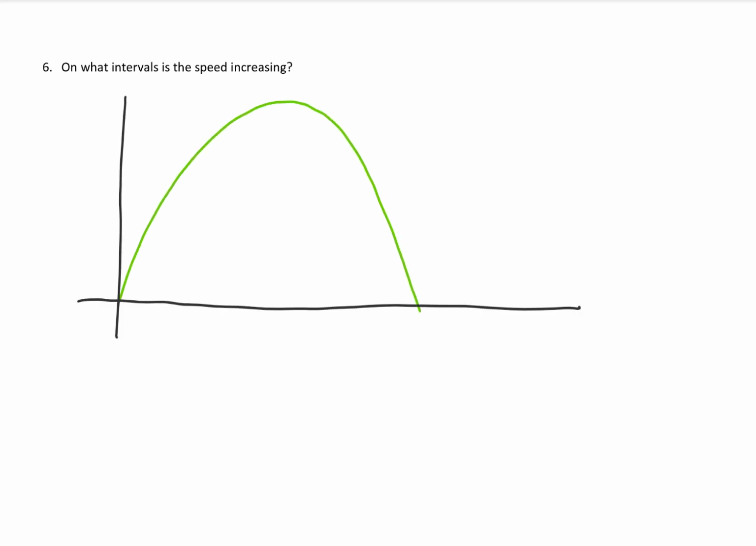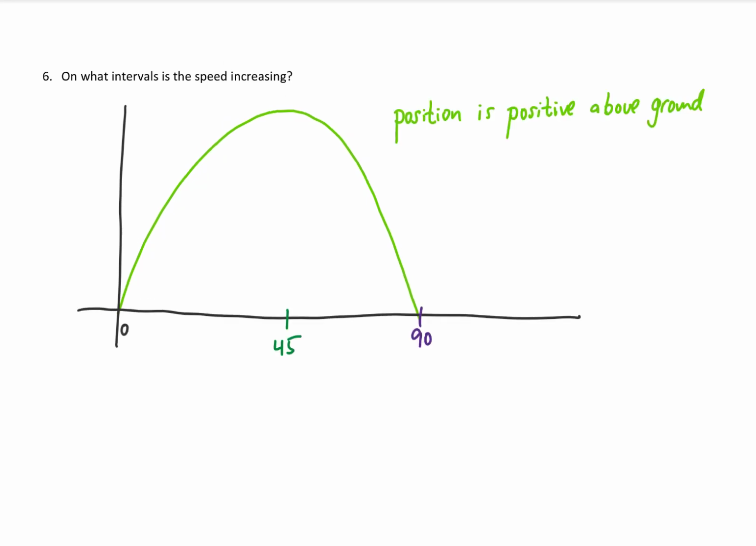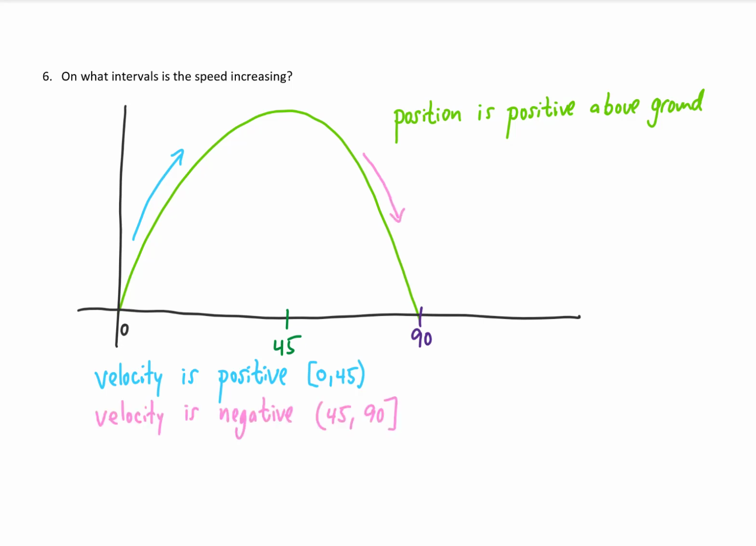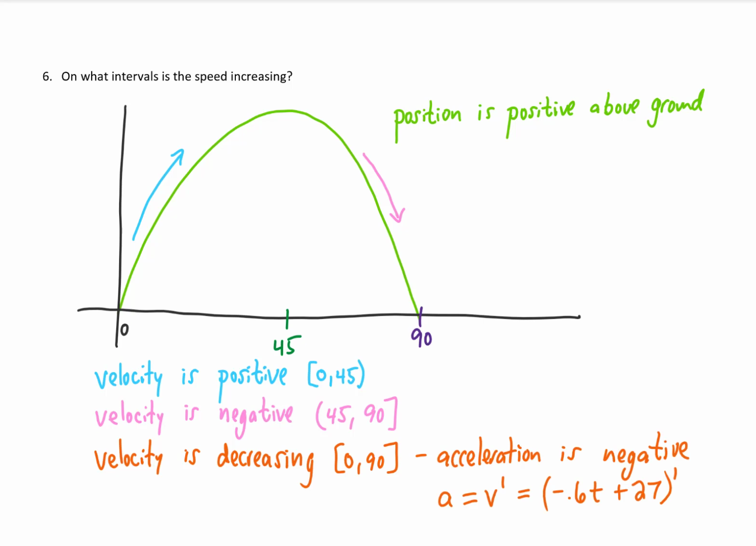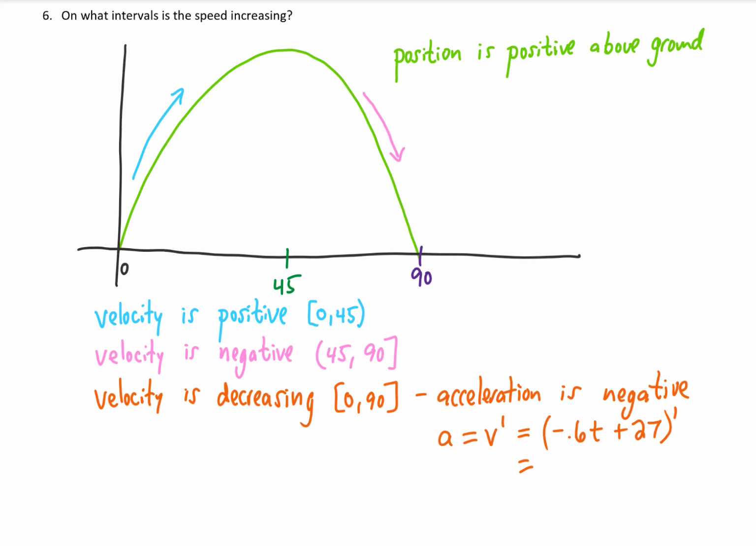Whenever our object is above the ground, we say that its position is positive. Between 0 seconds and 45 seconds, our object is moving upwards, so we say that its velocity is positive. On the interval from 45 seconds to 90 seconds, the object is moving downwards, so we say its velocity is negative. And on this entire interval, our velocity is always decreasing. Another way to say that is that our acceleration is always negative. We can confirm that our acceleration is always negative because acceleration is the derivative of velocity. And if we take the derivative of the velocity function from earlier, we just get negative 0.6, which is always negative. However, this question asks us about the speed of the object, which is different than the velocity.